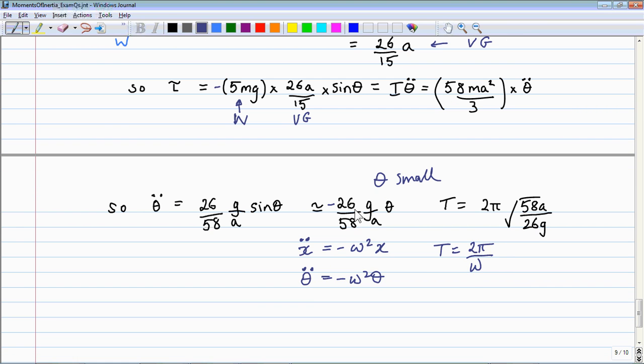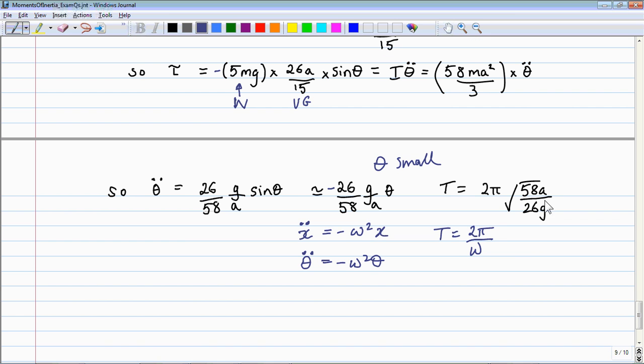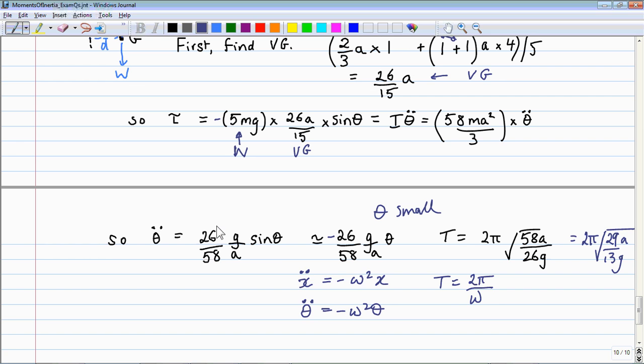So 2 pi over omega is 2 pi over that number, which you can easily work out: 2 pi root 58 over 26g, simplifying as much as possible, that's 2 pi root 29 over 13 a over g. Okay, so that's the final answer for the period. So I hope you found that useful. A bit of a long video, but I'll stop there.